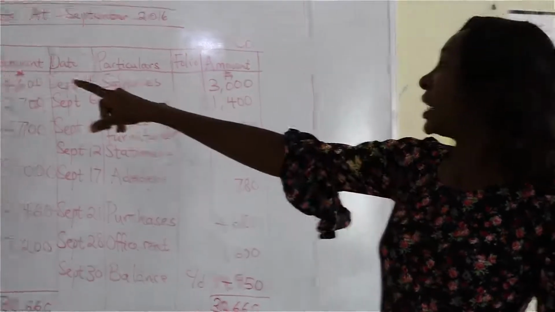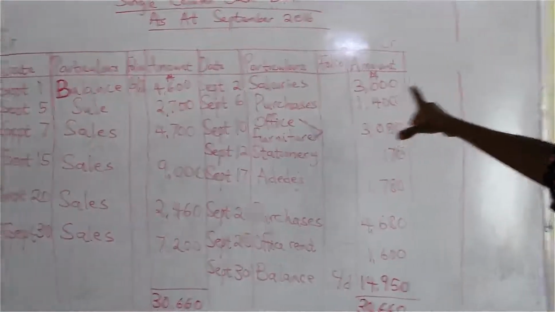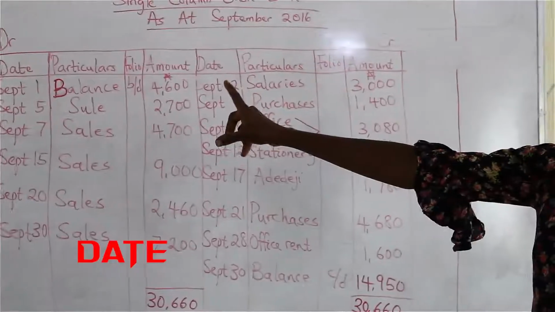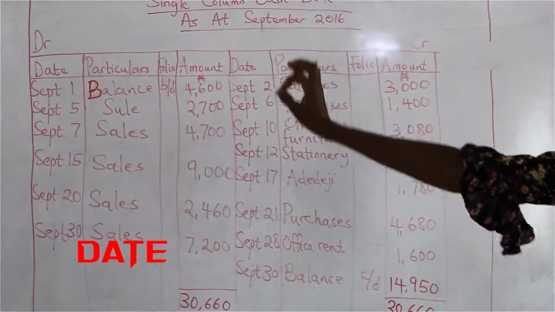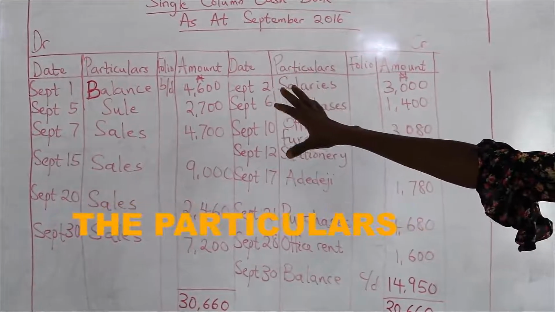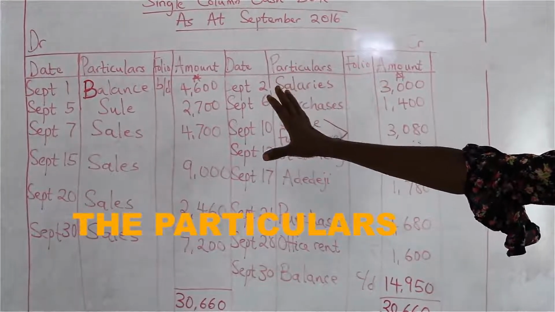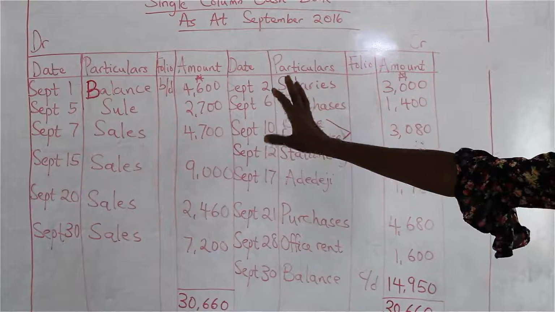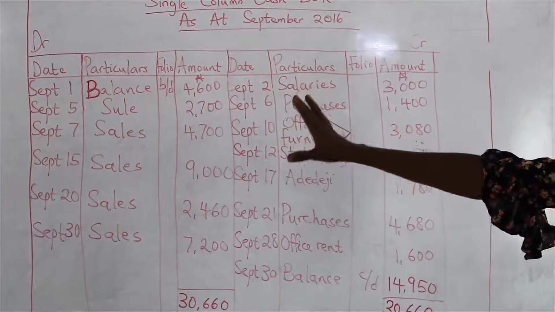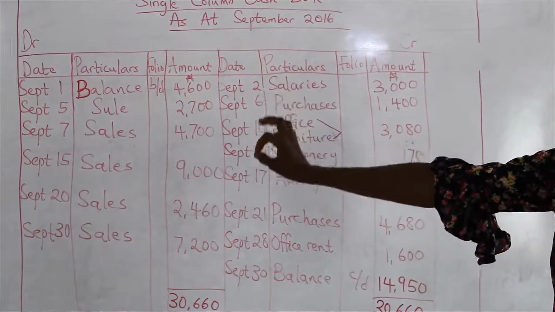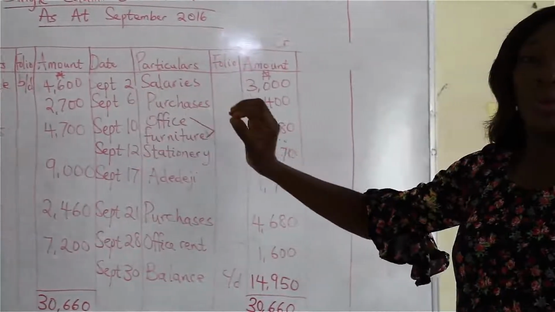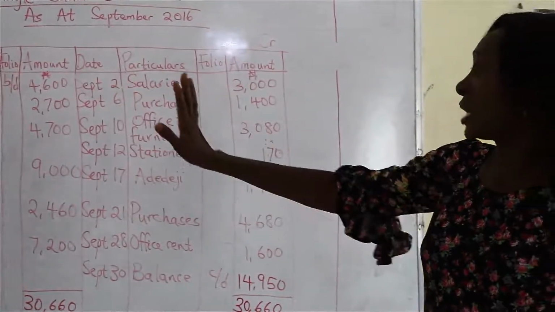Now, looking at the headings on our single column cash book, we have first the date, that is the date on which the transaction was carried out. We have the particulars. The particulars can also stand for the description. But since we are familiar with the word particulars, we are going to stick with it. The particulars tells us the nature of the transaction, what it was all about. It gives us the name of the person with whom we carried out the transaction. So that is for the particulars.